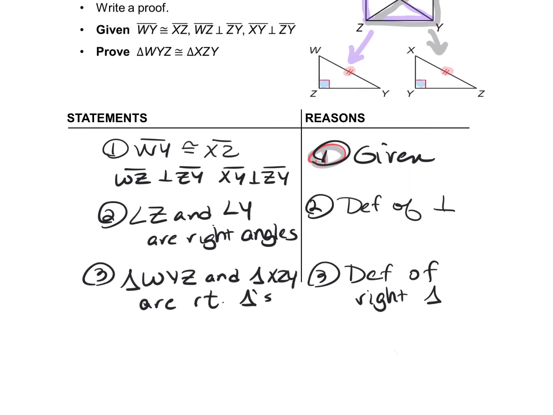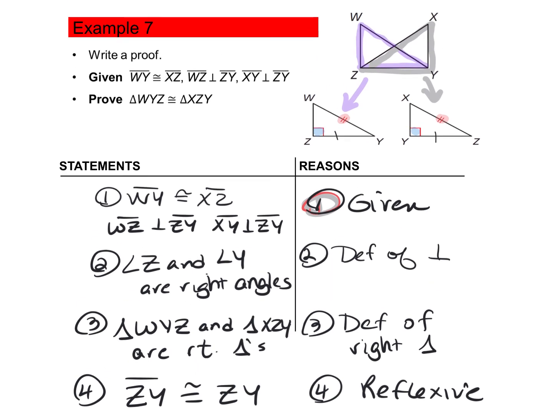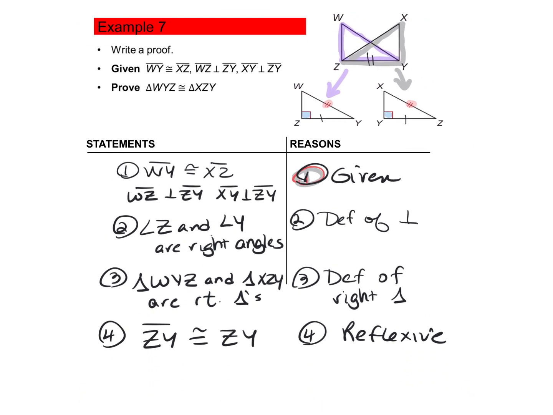And now the last piece that I need to do is show these legs that are congruent. So my next statement could be that ZY is congruent to ZY, and this would be reflexive because the same thing equals the same thing. So this side down here, which is the leg, is now congruent because it's exactly the same side. Notice the purple and the gray there together. It's the same side for both triangles.